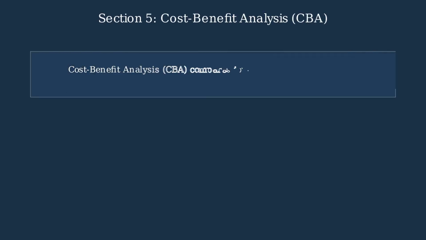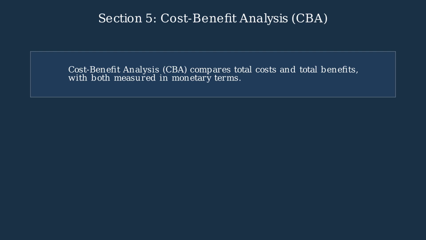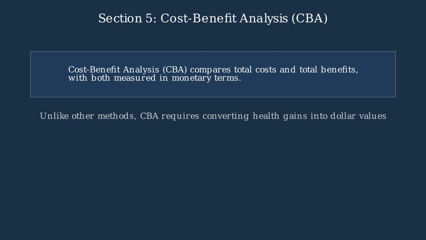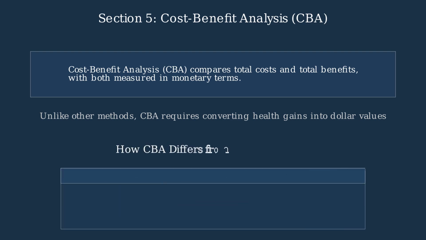Section 5, Cost-Benefit Analysis, or CBA. Cost-benefit analysis compares total costs and total benefits, with both measured in monetary terms. What makes CBA distinct from other economic evaluation methods is that it requires converting health gains into dollar values. Let's compare CBA with other economic evaluation methods we've discussed.